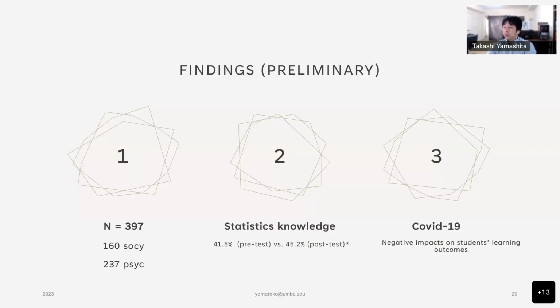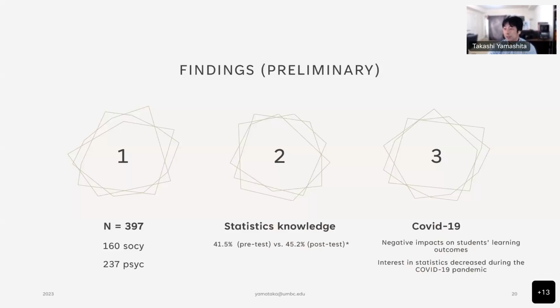The other finding was that COVID-19 actually had a negative impact on students' learning outcomes. Compared to the pre-pandemic time, the students' improvement in statistics knowledge was not quite as much. And the pandemic also impacted interest in statistics. The students started losing interest once the pandemic hit.